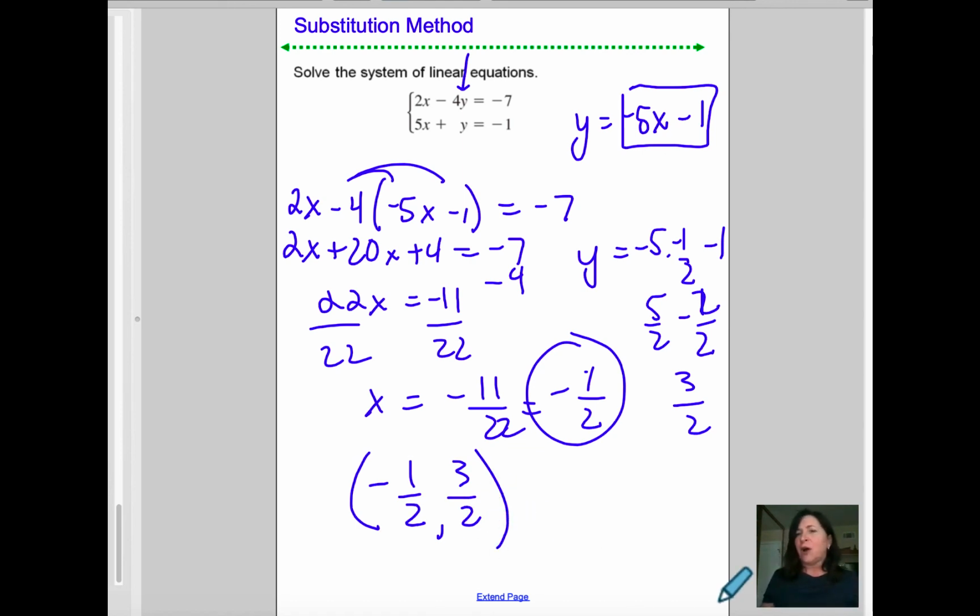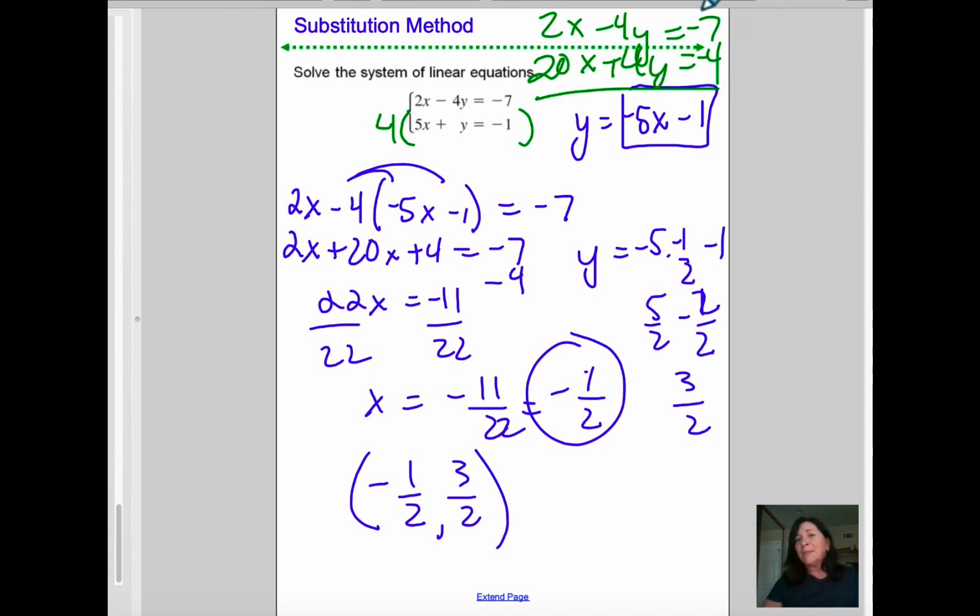And it's completely fine to get a fraction, but you definitely should plug it back in to check your answer. And the one last thing that I wanted to say is that if I hadn't solved this equation by the substitution method, I would have multiplied this bottom equation by 4. And in doing that, like on the other problem, I would have gotten 2x minus 4y equals negative 7. That didn't change. And then 20x plus 4y equals negative 4. And see how the 4y's would actually cancel? That's what the elimination method is all about. So that's why you would actually use the elimination method.